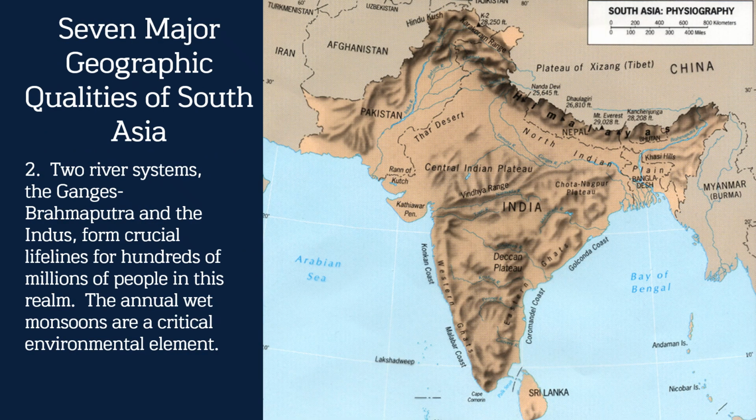Our second geographical quality of South Asia is that there are 2 major river systems within the subcontinent, the Indus and the Ganges, which provide crucial lifelines for millions of residents in the subcontinent, as well as regular rainfall and monsoon seasons, which make farming very predictable.